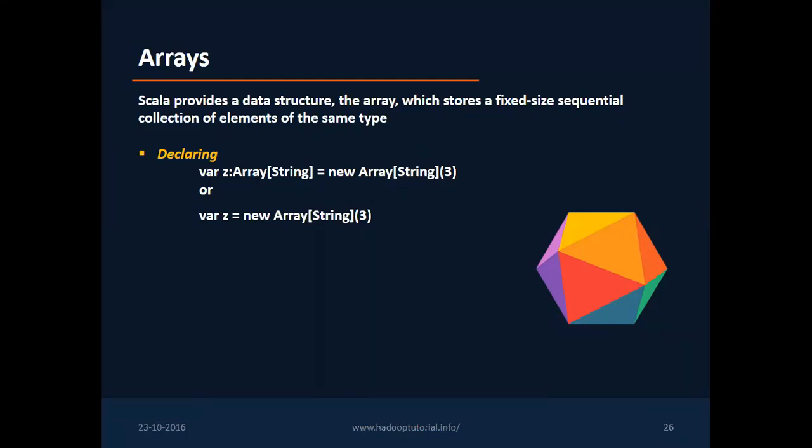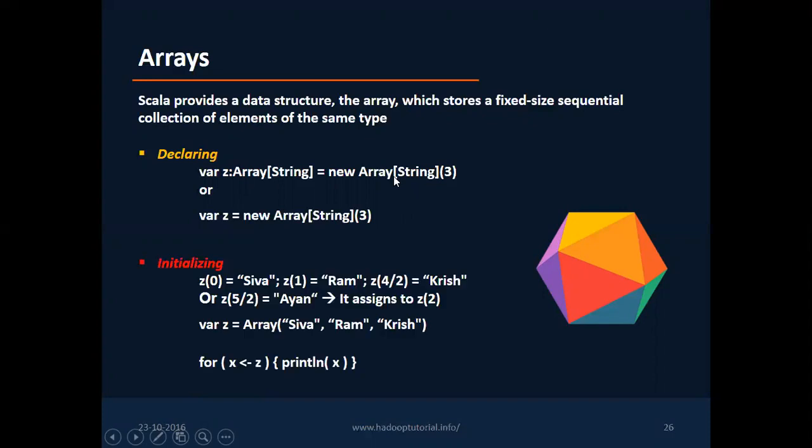You can declare your array same like any other variable: var followed by your variable name, colon. If you want to specify that this is an array type, you can. Optionally, you can leave that out also. Since Scala does type inference, it automatically identifies this as an array by looking at the right side value. So if you define with the new operator, new Array of String, and specify the size. If it is of int, you use Int. And unlike Java, the only difference that you see is that parentheses are used to specify the size, whereas in Java we use square braces, the reverse.